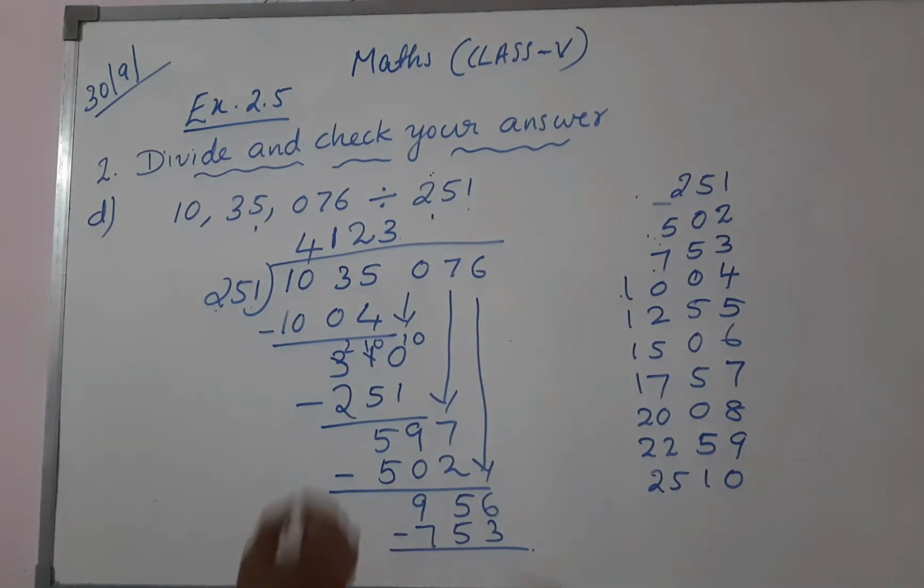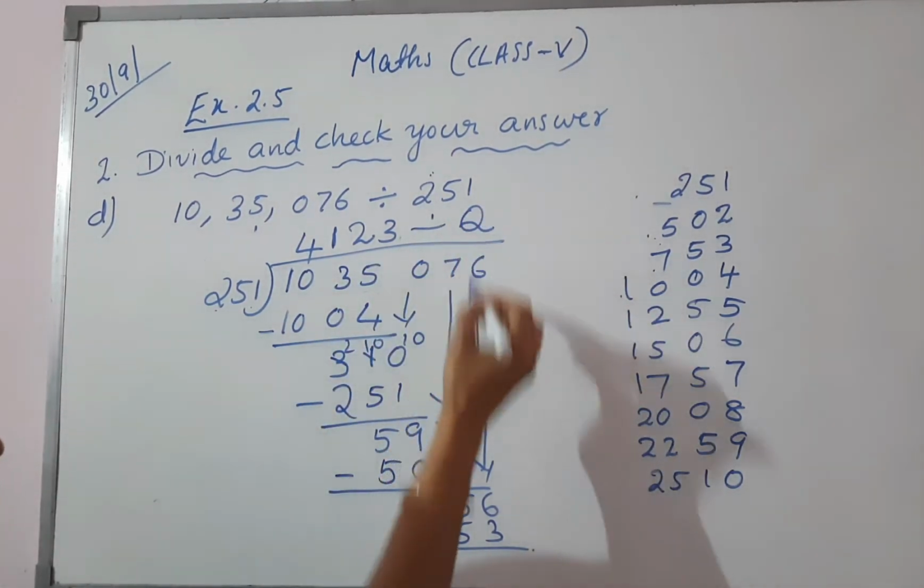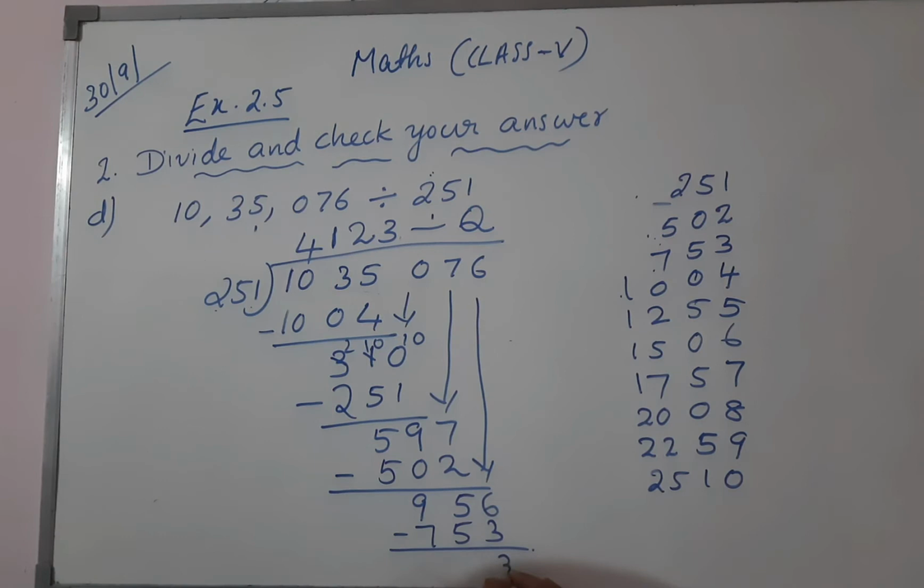So we got the quotient here. This is the quotient and this one is the remainder. 6 minus 3 is 3. 5 minus 5, 0. 9 minus 7, 2. 203 is the remainder. Now we should verify or check whether the answer is correct or not.